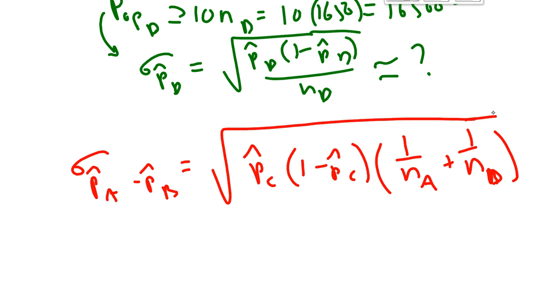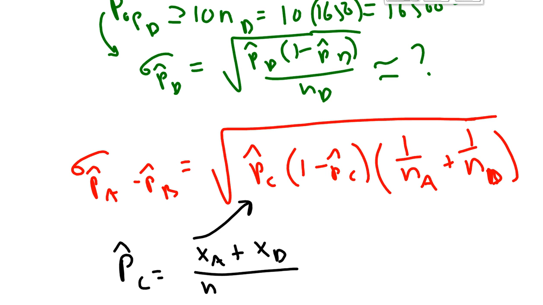Now, how do you get p hat combined? Remember, we're assuming the two proportions are equal. So p hat combined means we just take all the number of people who had strokes in the aspirin group, plus we take the number of people who had strokes in the new drug group, and divide by the total number of people in both groups. So let's take a minute to calculate that.